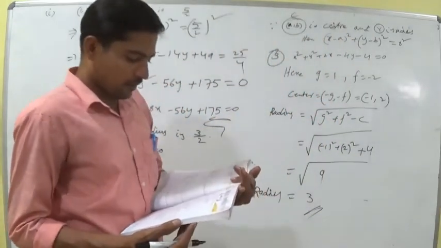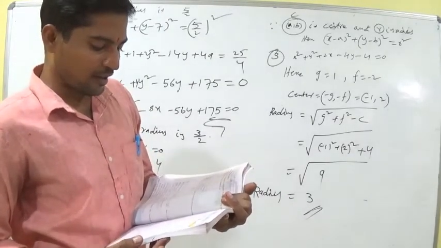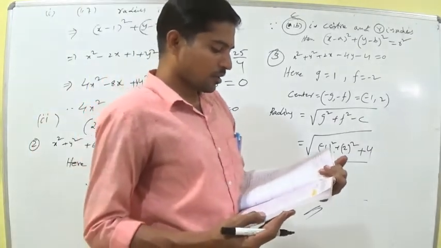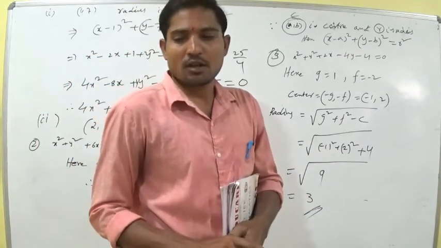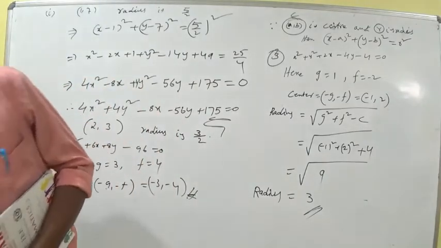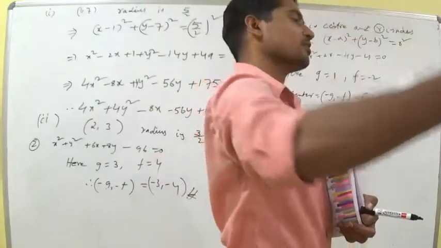Fourth one is the power of the point with respect to the circle. Power of the point is S11. Position of the point: does it lie inside or outside or on the circle?